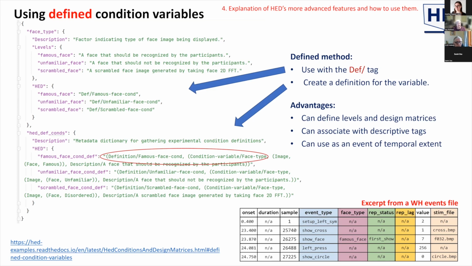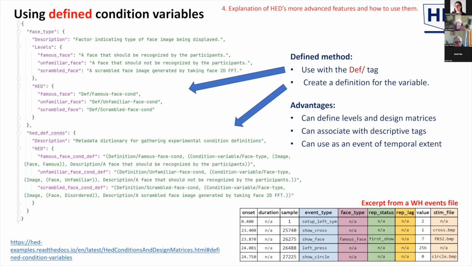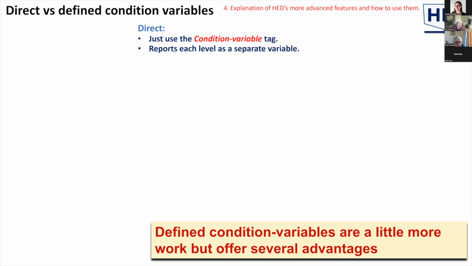It has lots of advantages because it allows you to do design matrices, and you can describe what those conditions are and use that in analysis also. And definitions allow you to define events of temporal extent, so things with onsets and offsets and phases. So I'm now going to make a comparison of those two.